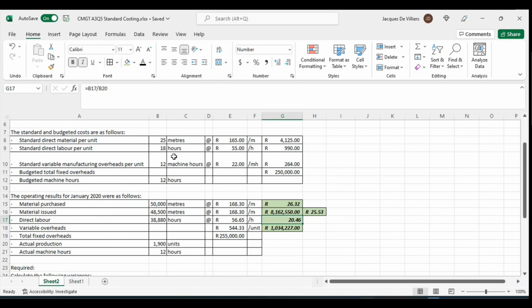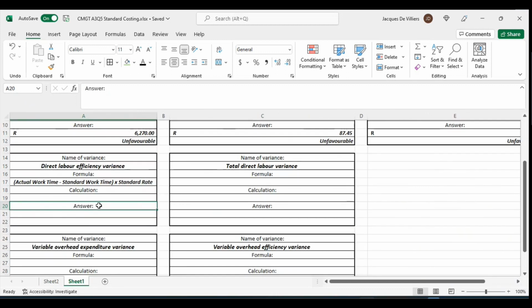And what did we plan for? We planned for 18. So this is the difference that we're looking at. So if we look at our answer, it is the 20.46 minus the 18 multiplied by the standard rate we are paying these guys, which is 55 Rand an hour. Once again, the actual is more than the planned. So we are spending 135 Rand and 30 cents more per unit. And once again, that is unfavorable.